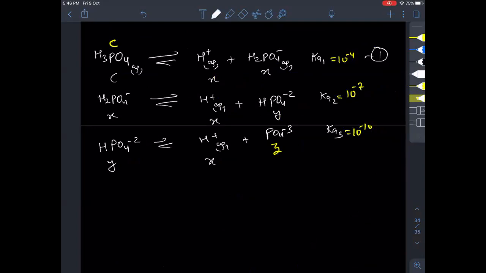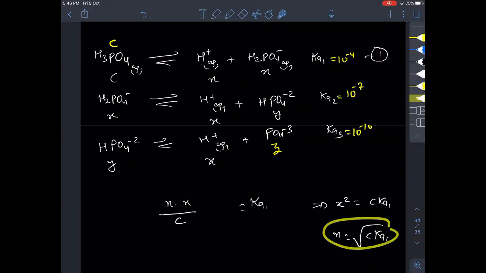Now I'll simply apply the first equilibrium. That means Ka1 will be equal to x into x divided by c. So from here we got x square is equal to c into Ka1. So x value will be simply the square root of c into Ka1. From here you can calculate the pH, because x is known, you can get the value of H plus ion.